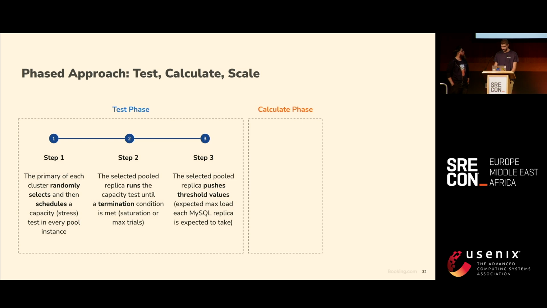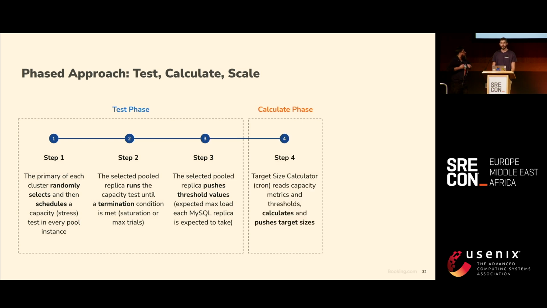Next up, we enter the calculate phase. In the calculate phase, we spawn a cron job. We do have dedicated infrastructure for running cron jobs, which reads the capacity metrics and the threshold pushed by the previous steps. And it does some heuristics to calculate the new or the desired target sizes, both for regional pools and globally for the whole pool. We'll see this in more detail right after.